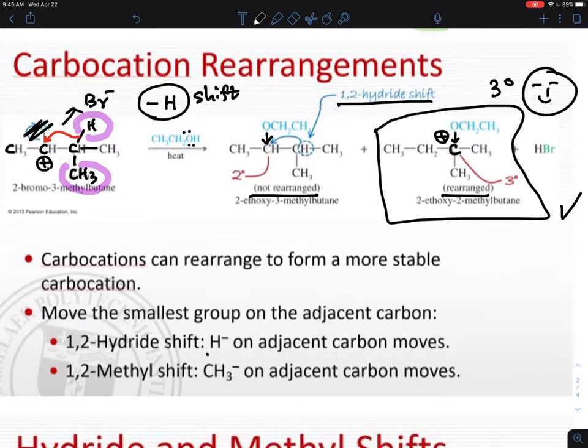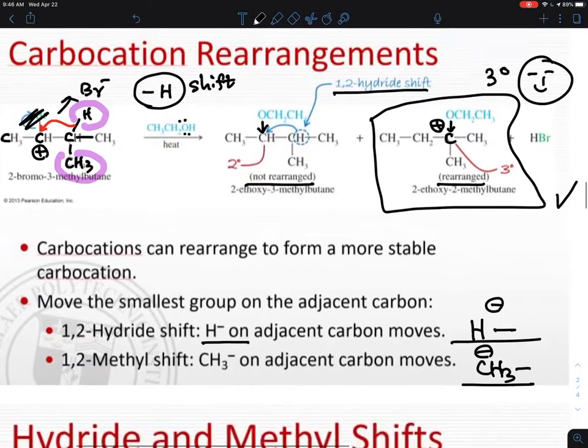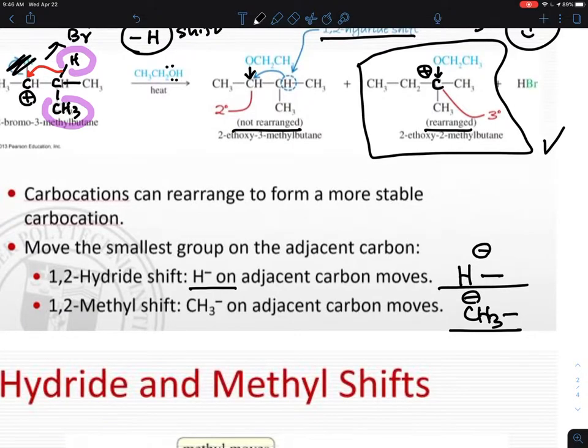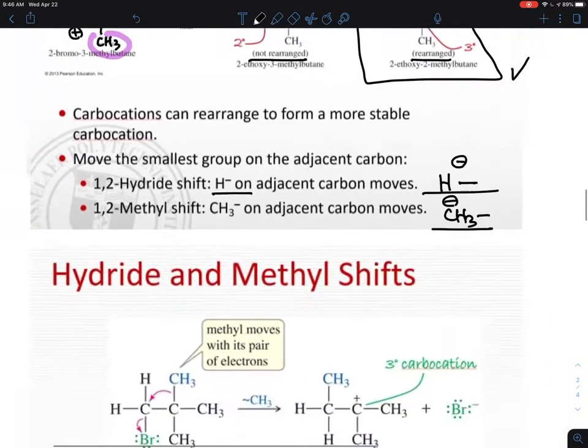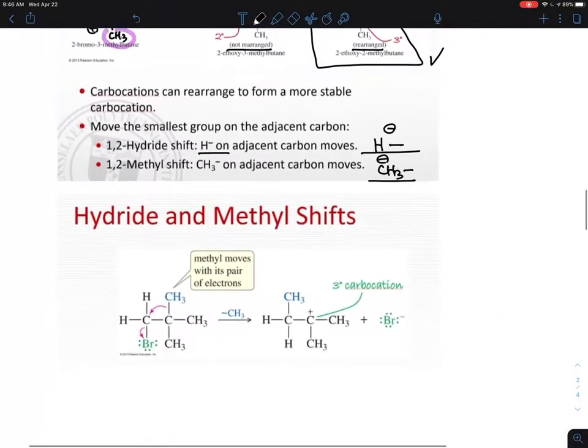So sometimes this hydride, right? This whole bonding, you do have negative charges, and the methyl with the bonding. So this is actually negative charges, so the whole unit can move around to neutralize the carbocation next to it, and that's what's going to happen.